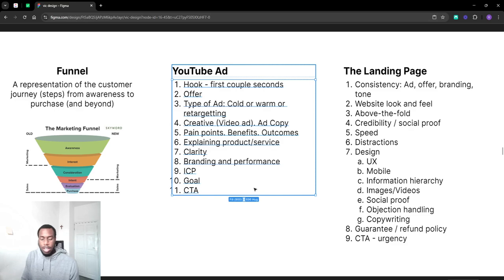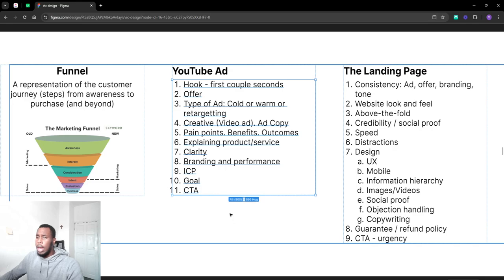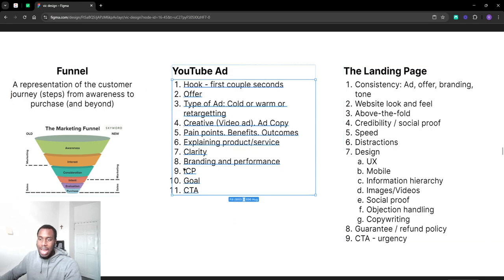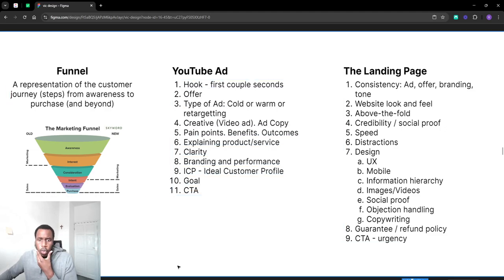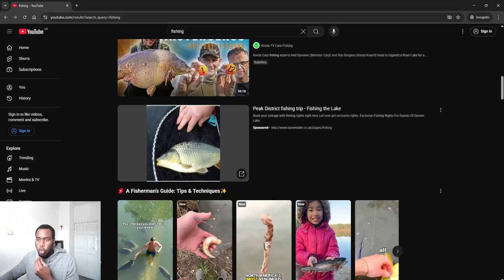Clarity: are they clearly explaining what's going on? Are they explaining the product or services? Is it on brand for them? ICP, so this is your ideal customer profile. I'll write this down here. Ideal customer profile. It can also be client profile, depending if you offer a service. So are they speaking to people who are ready, who are their ideal customer for this? But anyway, let's find out.